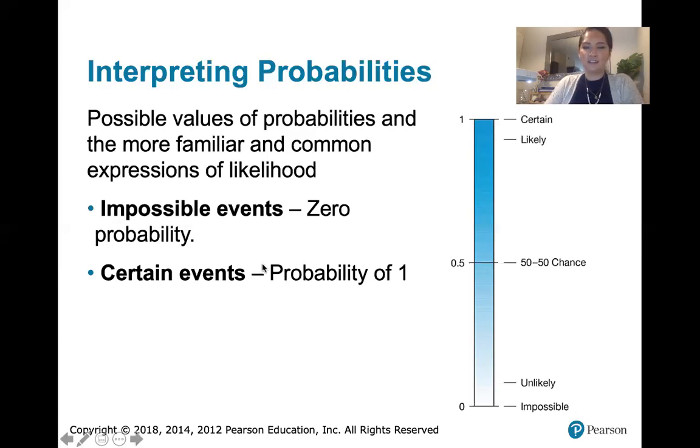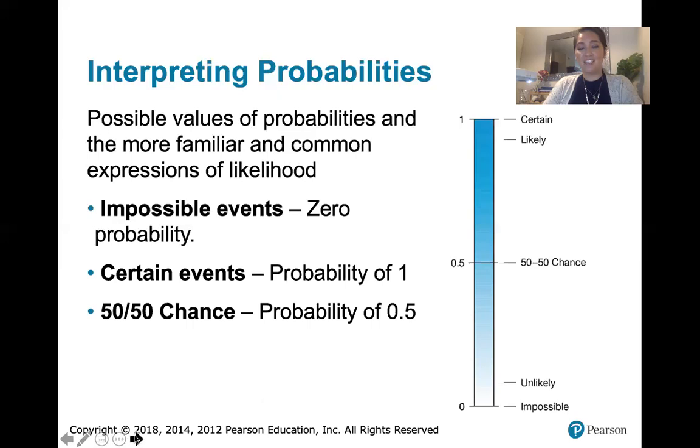So those are certain events. Now, if we ever say that there's a 50-50 chance of something happening, that's a 50% chance of it happening and a 50% chance of it not happening. A 50% chance corresponds to a probability of 0.5.